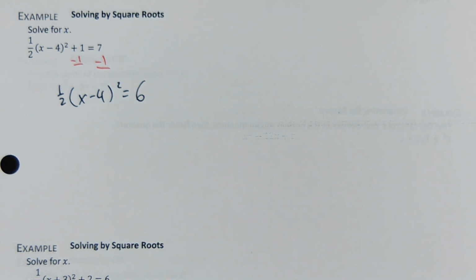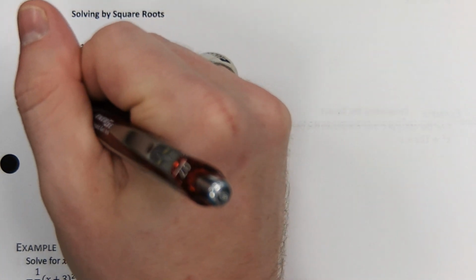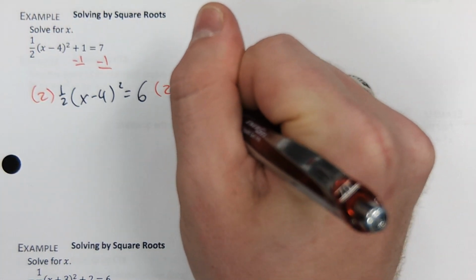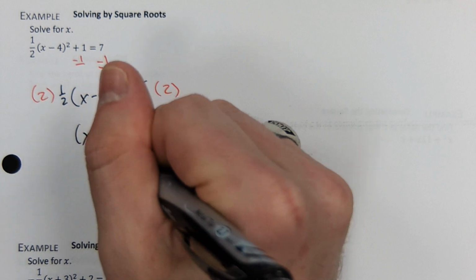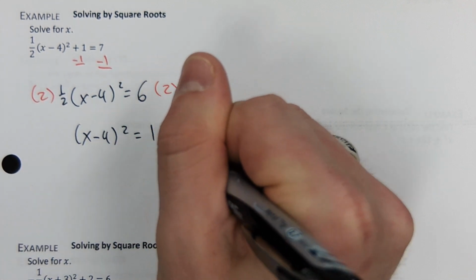Max, this is where, what do you want to do next? Multiply by 2 on both sides. This is where you want to do that. Now we multiply both sides by 2. Because 2 halves is 1. That'll cancel that fraction, leaving us with x minus 4 squared equals 12.